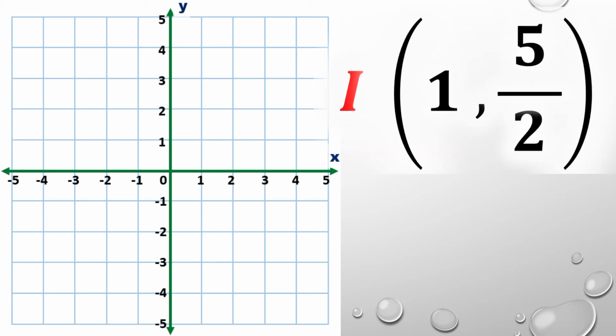How about point I? 1, 5/2. So, your x-coordinate is 1 and your y-coordinate is 5/2. Since 5/2 is an improper fraction, we can convert it to a mixed fraction. So, we will be having 2 and 1/2. So, there you go.